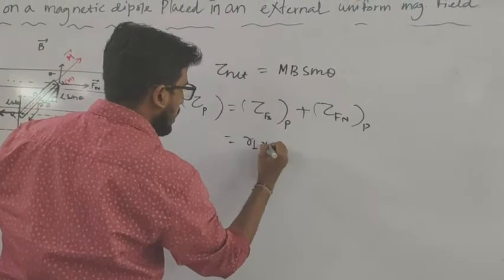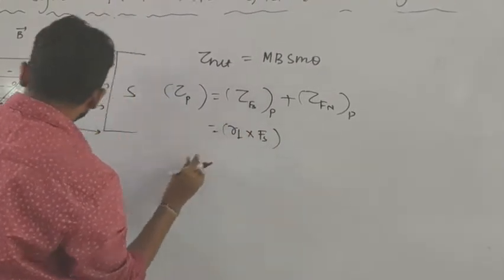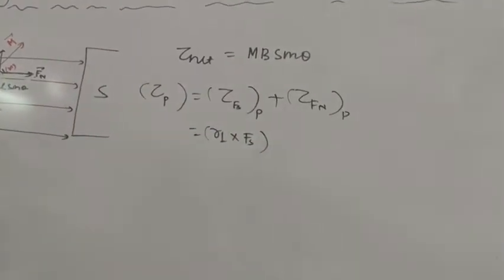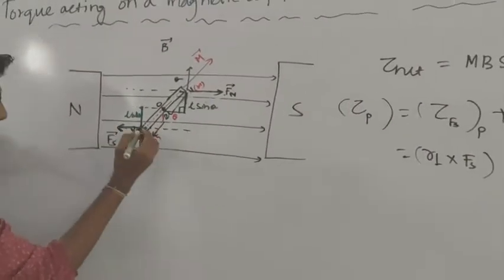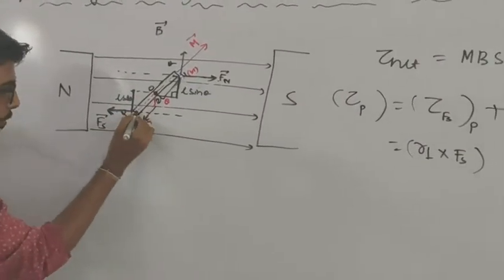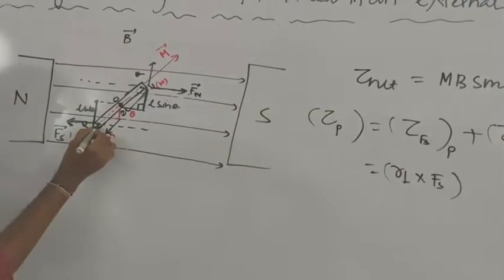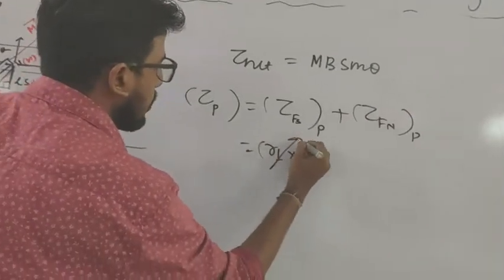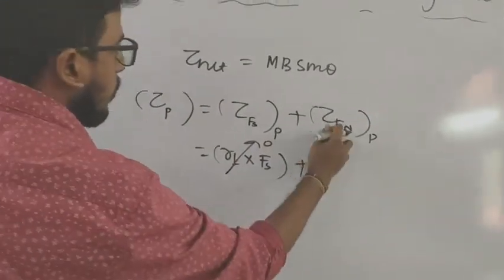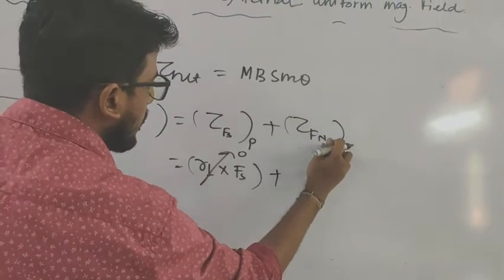Here it will be R perpendicular into Fs. From point P, we want to calculate the torque due to force Fs, which is passing through this point. So the R perpendicular for this force will be how much? 0. So this term becomes 0, plus the torque due to force Fn about point P.